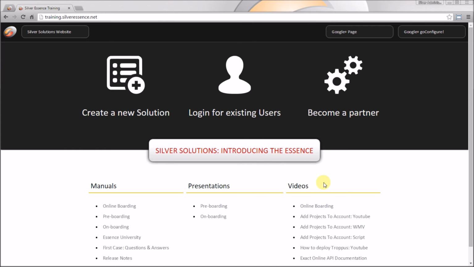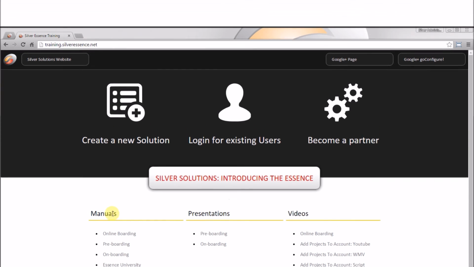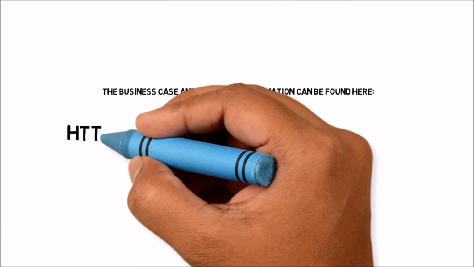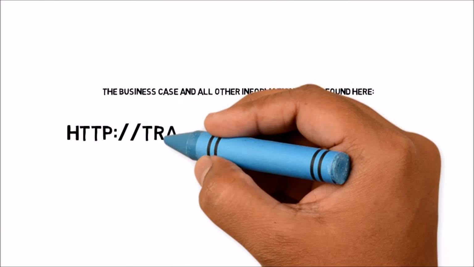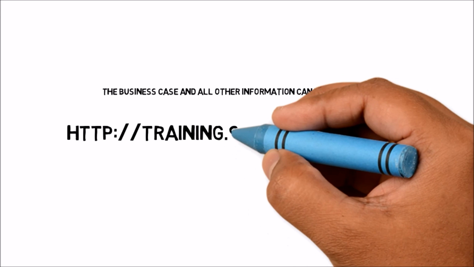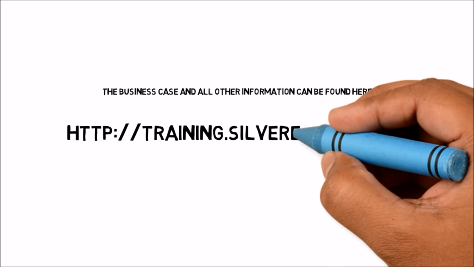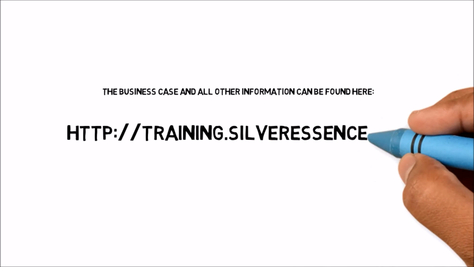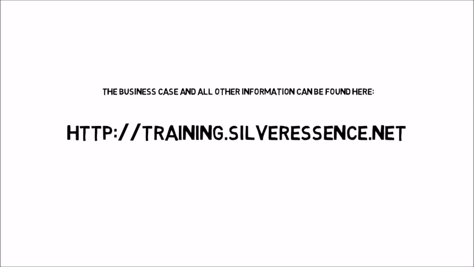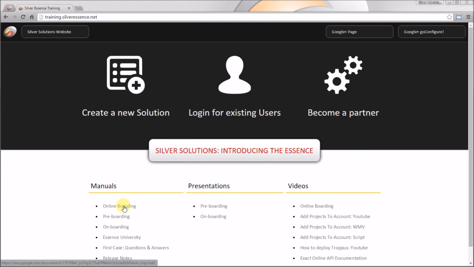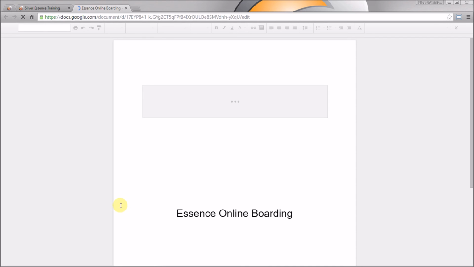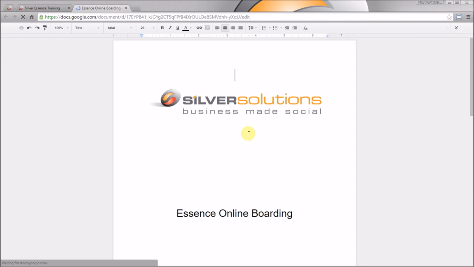For this video, you will need the manual that goes along with this training course. You can find that, the business case, and all other information at training.silveressence.net. Go bookmark that page because you're going to need it quite often during this training course. So, let's open up the document and you can read this later on.